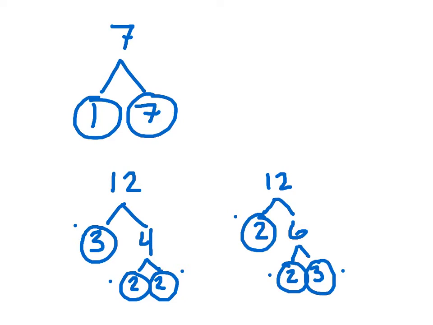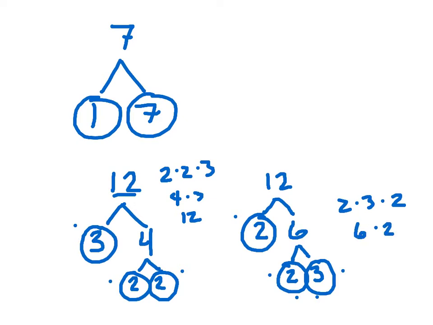This particular one over here, we have 2 times 2 times 3, so it gets us 4 times 3 to get 12. Over here we have 2 times 3 times 2. That gets us 6 times 2, again, equals 12. Breaking it down into its prime factors.